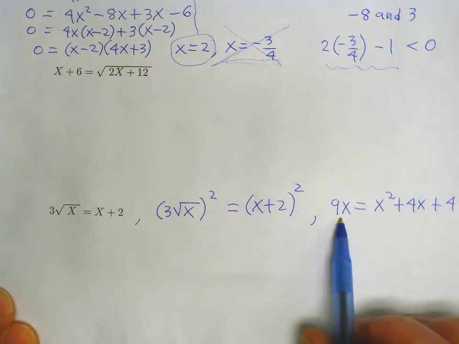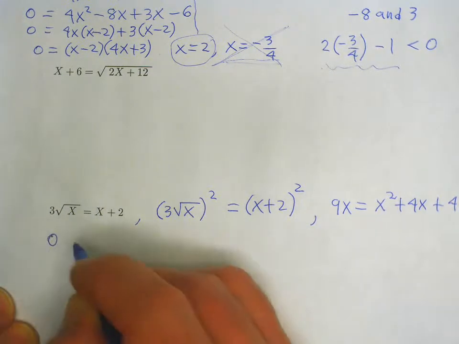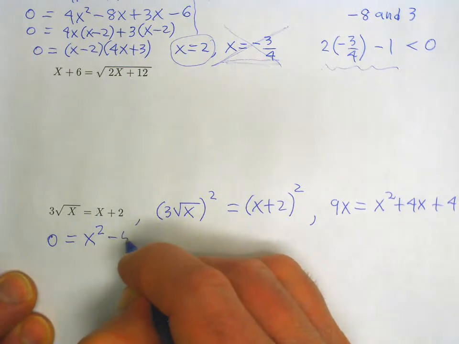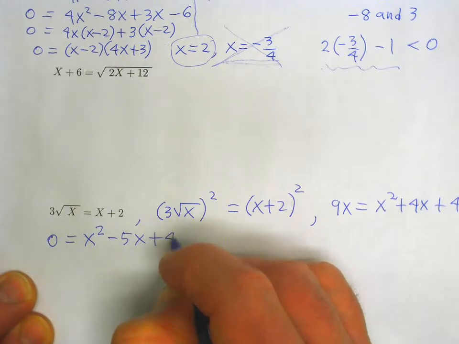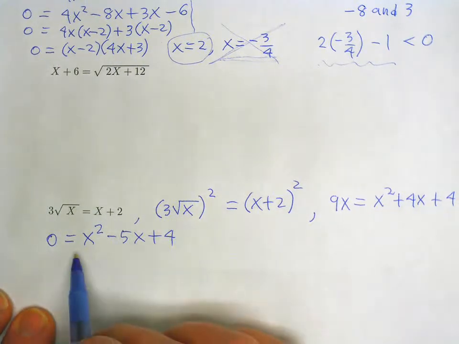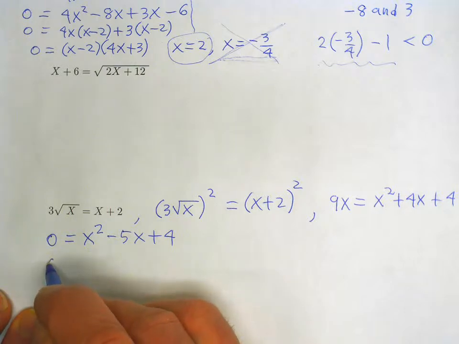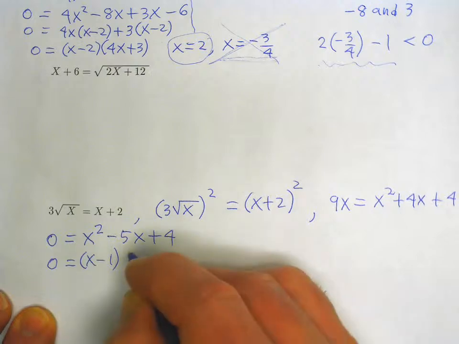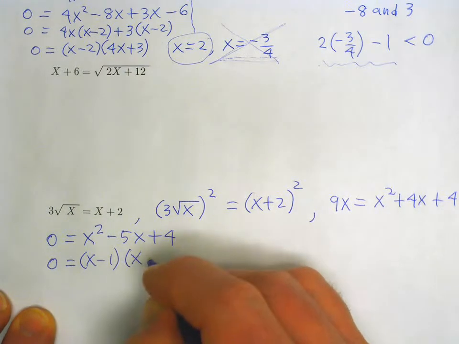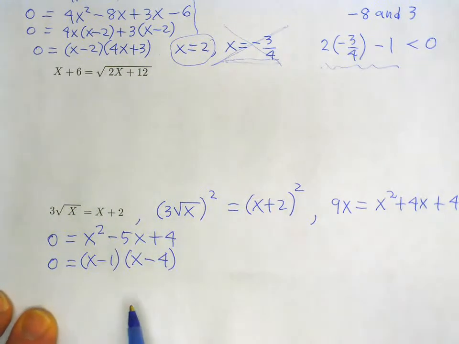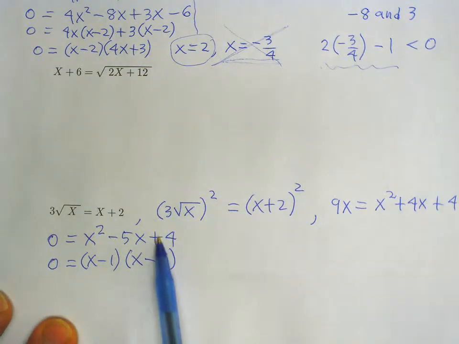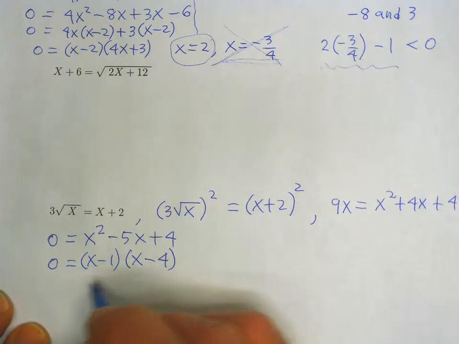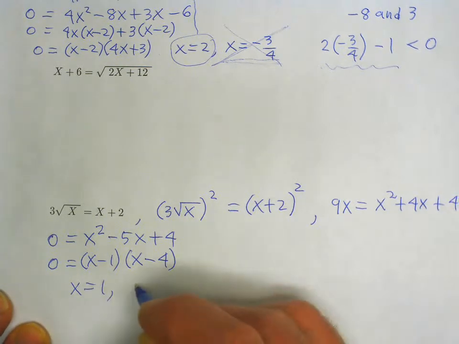And then we'll subtract 9x from both sides, so we get 0 equals x squared minus 5x plus 4. And we can factor this. One of the factors is x minus 1, the other one is x minus 4. Right, negative 1 times negative 4 is positive 4, but negative 1 plus negative 4 is negative 5. So the two solutions to the equation are positive 1 and positive 4.